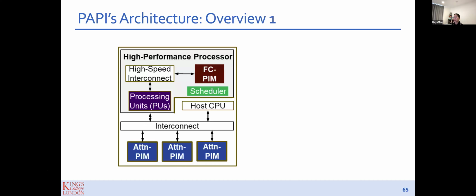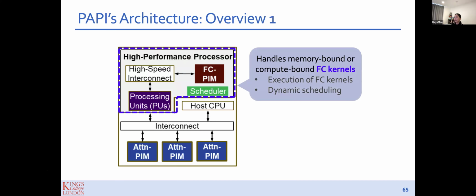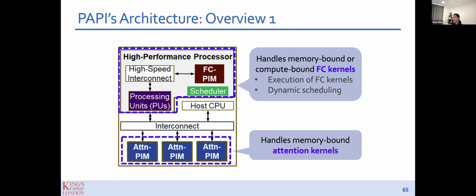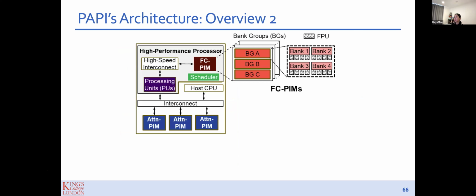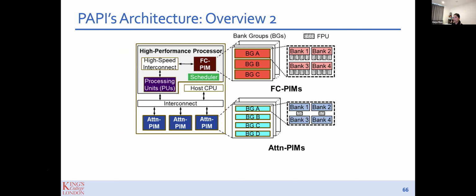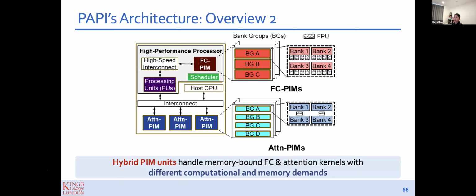So here is the overview of the PUPY architecture. We have the high performance processor to execute the FC kernels, which can be memory bound or compute bound, and to dynamically schedule the tasks. And we have the attention kernels to handle the memory bound attention. Here's another overview of the types of PIM. We have two types of PIM: one is FC PIMs, and one is attention PIMs. The hybrid PIM units can handle different memory bound FC and attention kernels with different computational and memory demands.